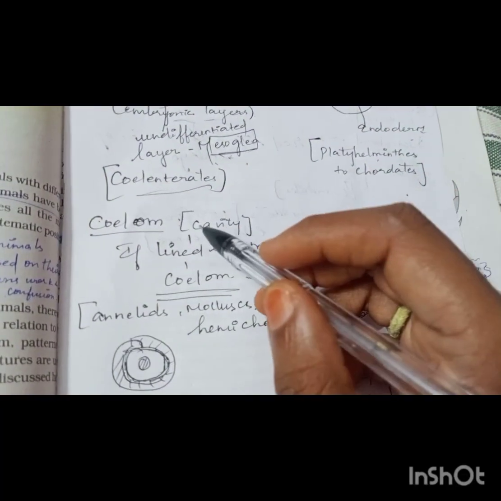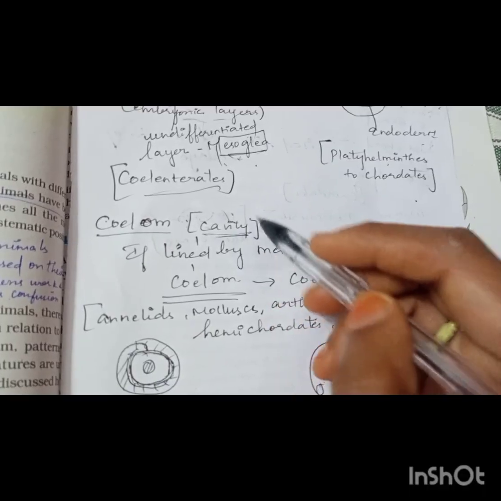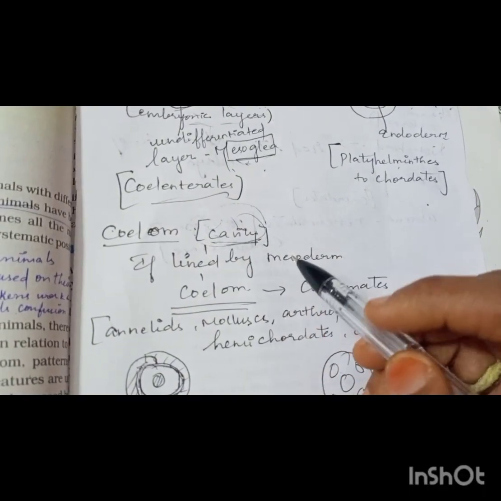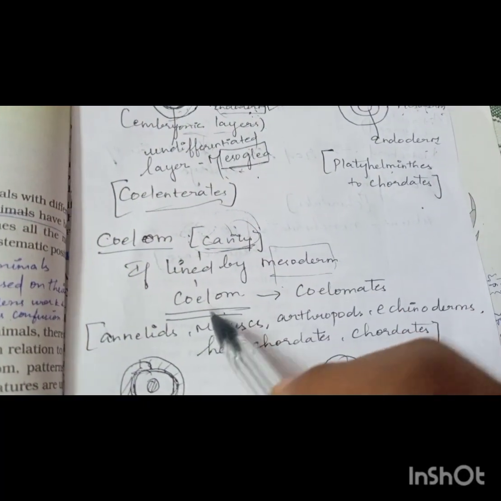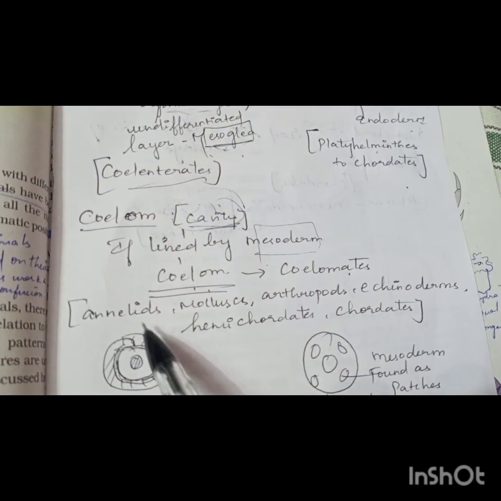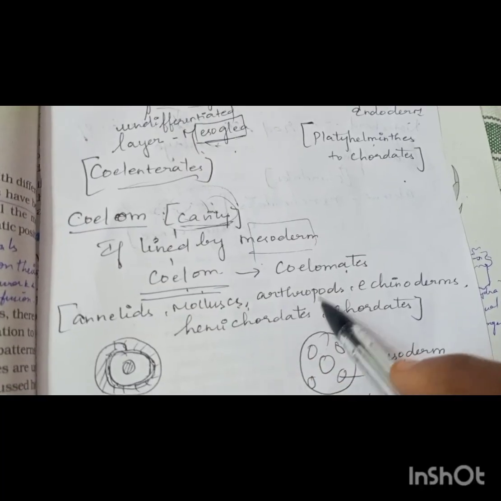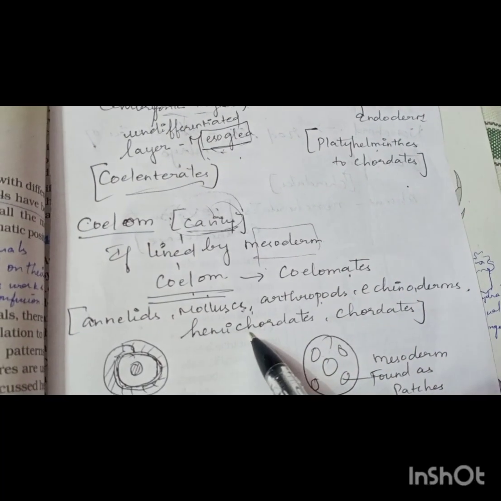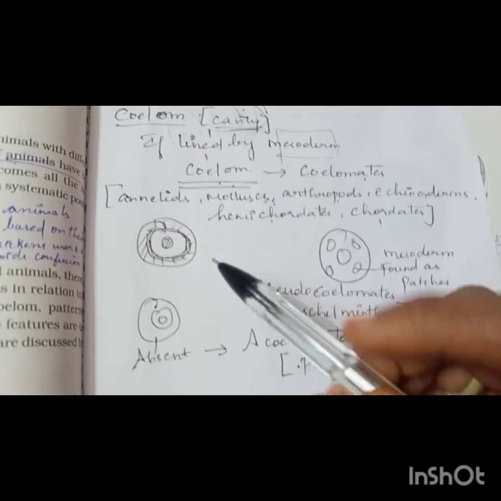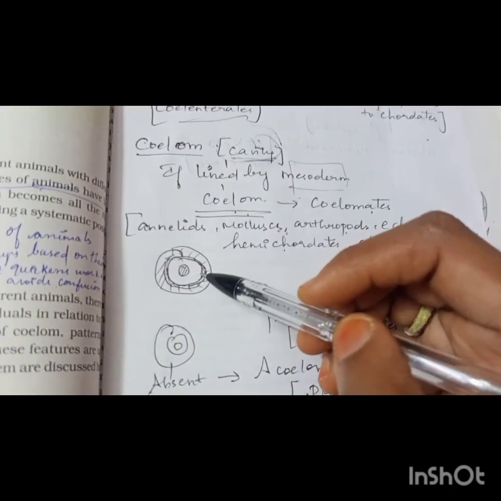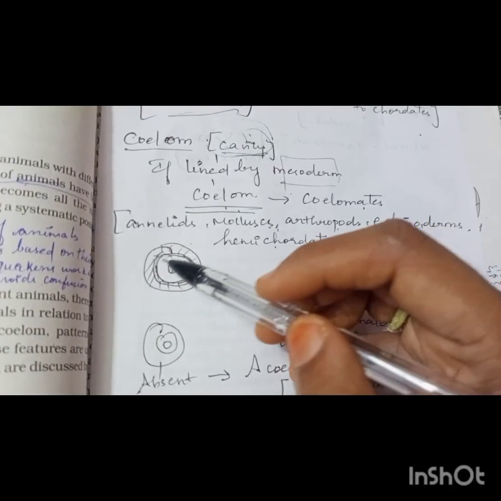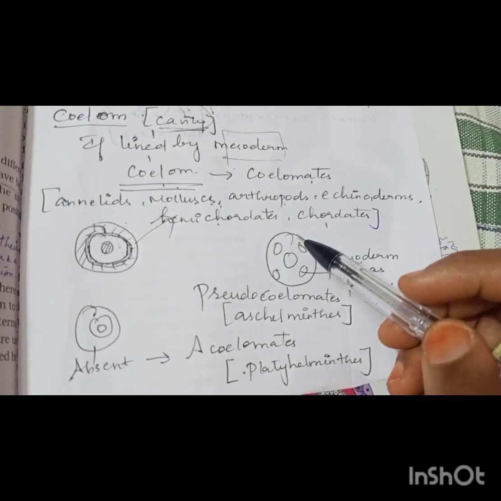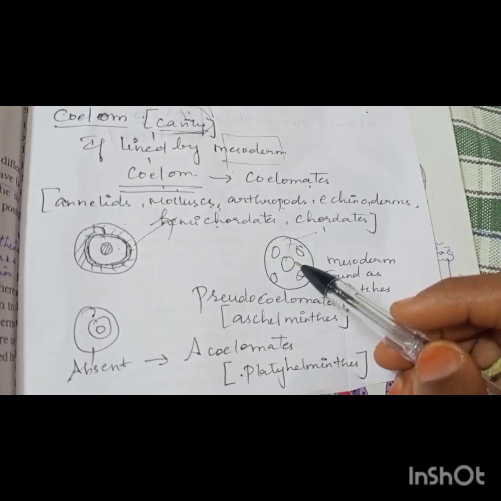Next is coelom. Coelom is actually an empty cavity. Cavity is an empty area. If the cavity is lined by mesoderm, it is known as coelom. If the organism has coelom, it is known as coelomates. Example, annelids, mollusca, arthropods, echinoderms, hemichordates and chordates. So let's see three in this. So here we have a cavity, ectoderm, mesoderm, endoderm. Here the cavity is lined by mesoderm. So this is coelomates.